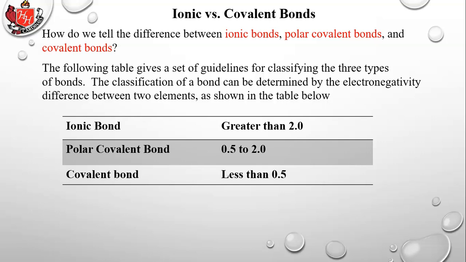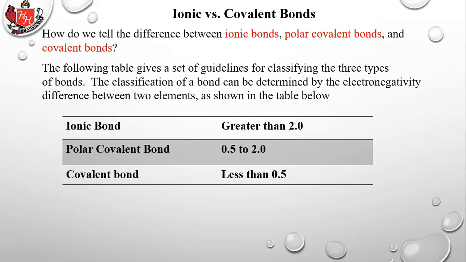Okay, next, how about water, H2O? Oxygen has an electronegativity of 3.5. Hydrogen has an electronegativity of 2.1. The difference between those two is 1.4. So 1.4 lies between 0.5 and 2.0 there on the table. That would make water a polar covalent bond. The oxygen doesn't totally take the electrons away from the hydrogen, but it does pull them more over to the oxygen side of the molecule.